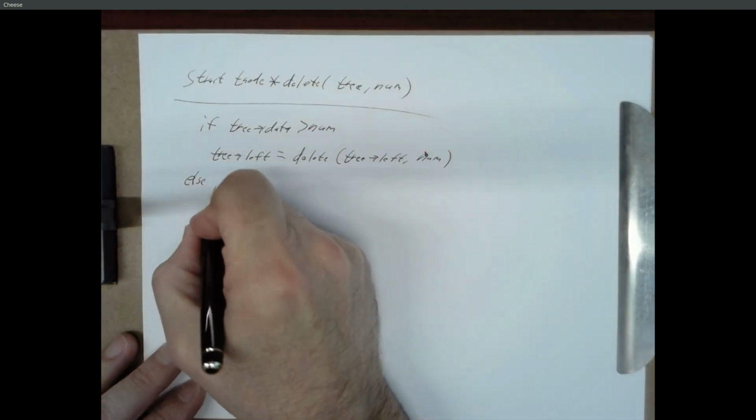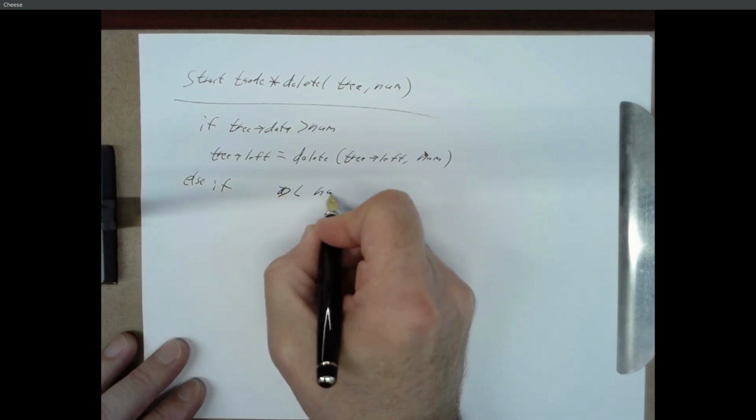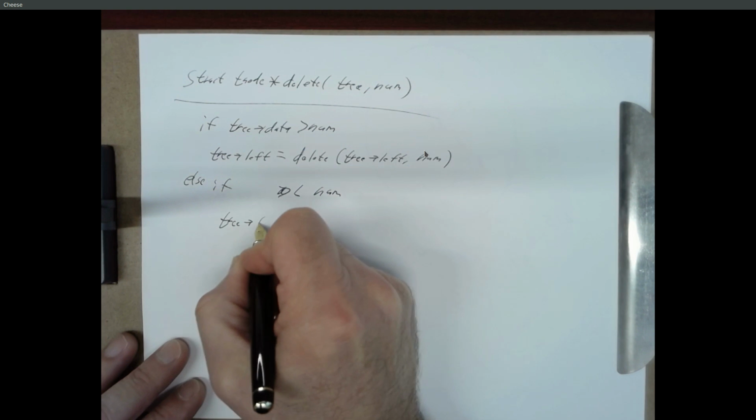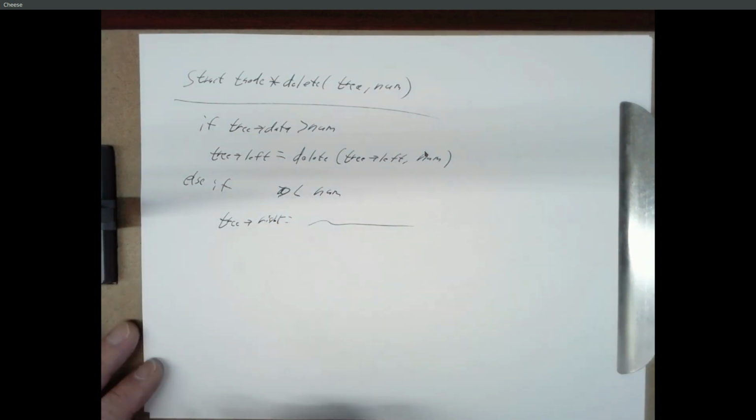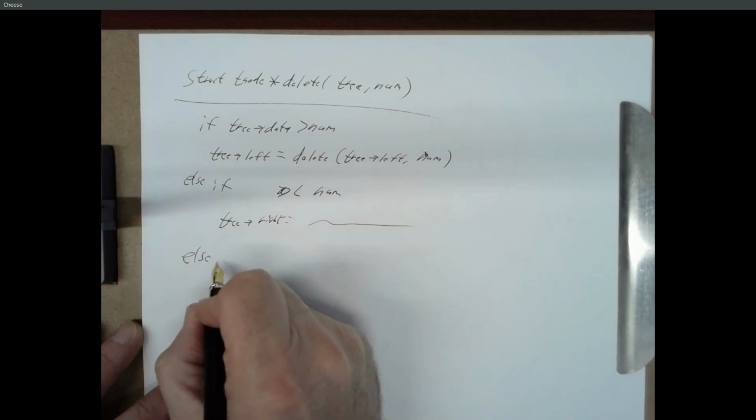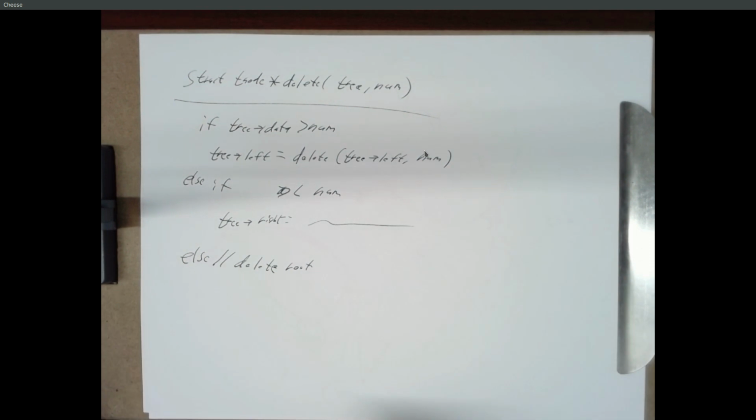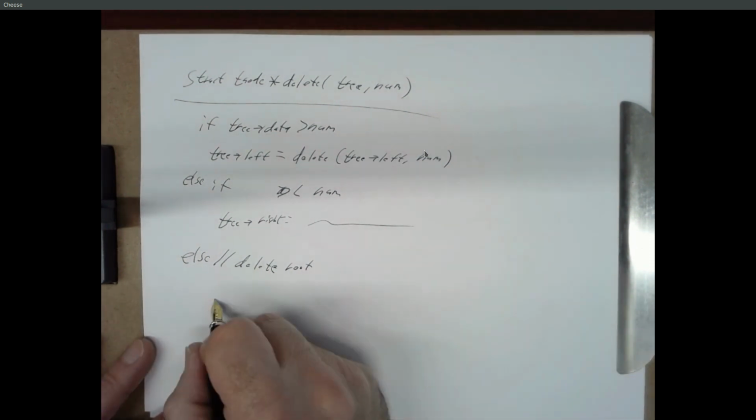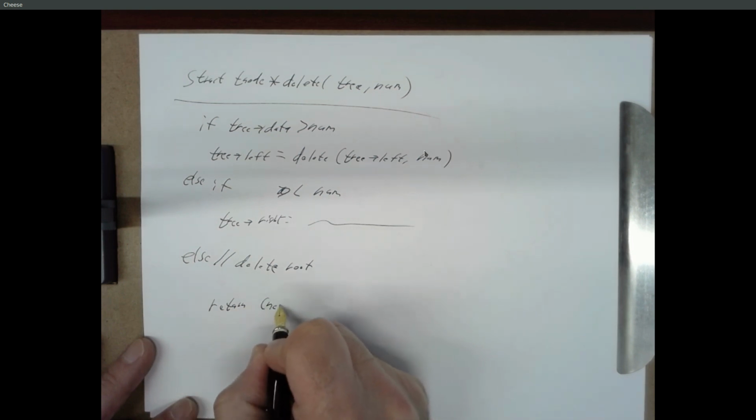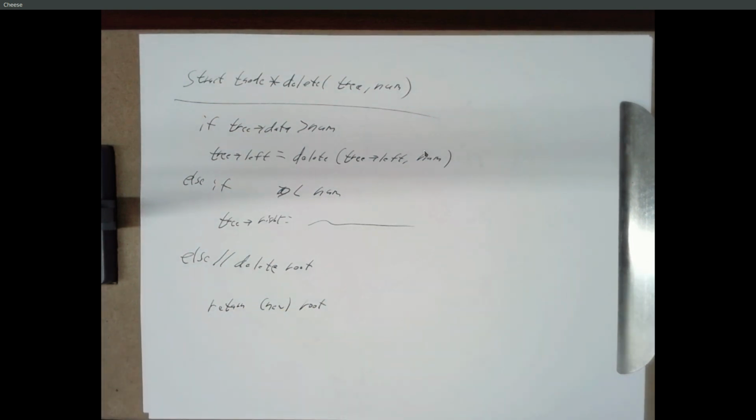Else, if it's less than num, delete from the right subtree. Else, delete the root. And then when you're done, return the possibly new root of the tree. And if you assume that you're only calling this when you actually know a node is in the tree, you don't have to worry about the case where your tree is null, because you'd never be trying to delete from a null tree.